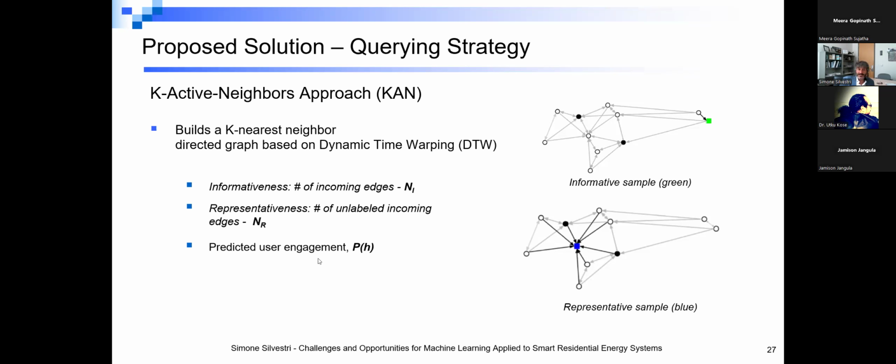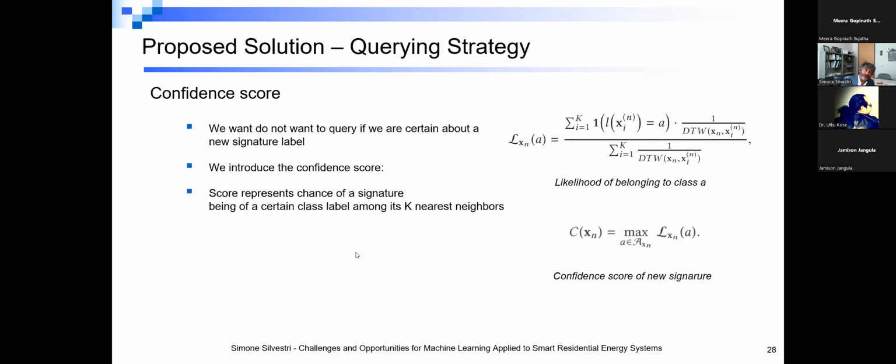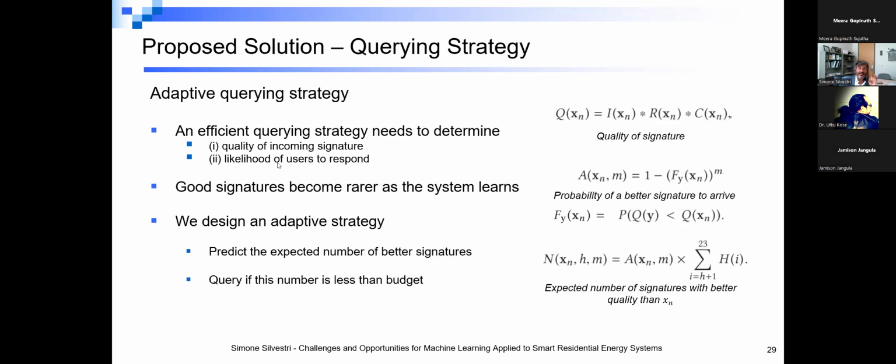And also we try to predict the user engagement. Additionally, we introduce a confidence score. If I get a new electric signature, we want to understand how confident I am of the label that my model would assign to this specific signature. If I am very confident, then maybe I shouldn't ask the user to label it, even if I have budget available. While if I'm not confident, then maybe it would be a good idea to do it. So with all this information, we design our adaptive querying strategy.